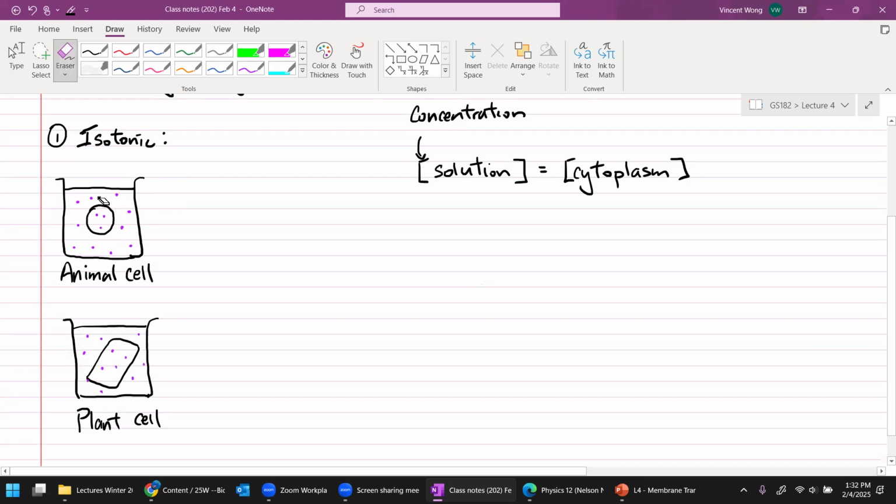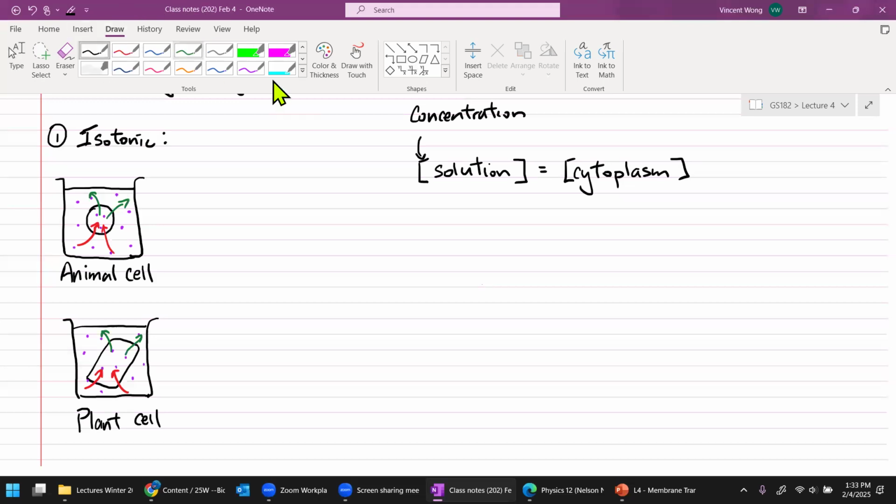Because the concentrations are the same on the inside and on the outside, the amount of water that's moving into the cell is actually going to be equal to the amount of water leaving the cell. And that shouldn't be difficult to understand because everything is balanced on the inside and outside. So the cells are not going to be necessarily gaining water or losing water overall. Water is still coming in, it's still leaving, but they cancel each other. So there's no change in cell volume.